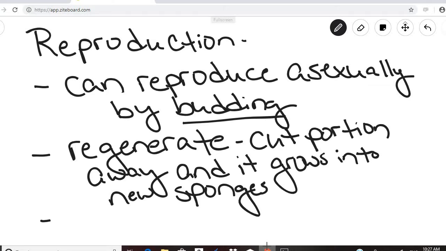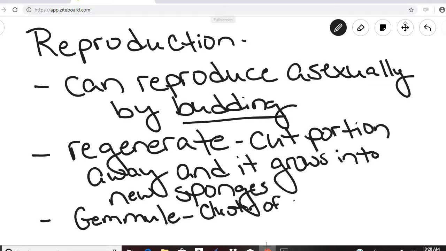And then a last way that they can reproduce is through something called a gemmule. This would happen when there are harsh conditions. Often it happens during cold weather. So this is a cluster of cells with a hard coating.